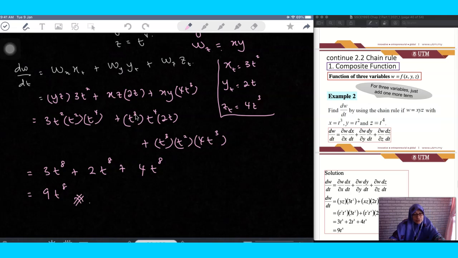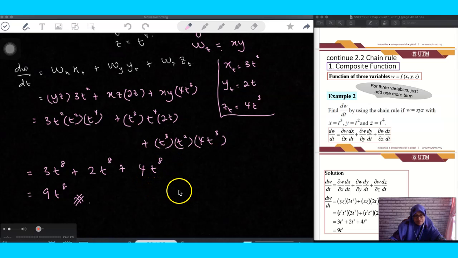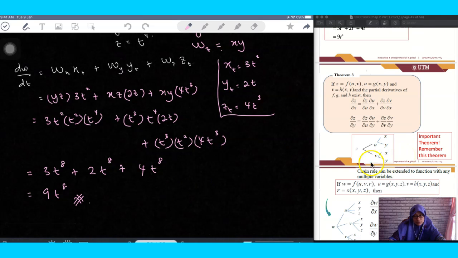Using the chain rule, you can see that it is a bit longer. But since our objective is to use the chain rule, that is the thing you have to go through. Next we will look at more cases. We have two variables now, but each variable contains two parameters.